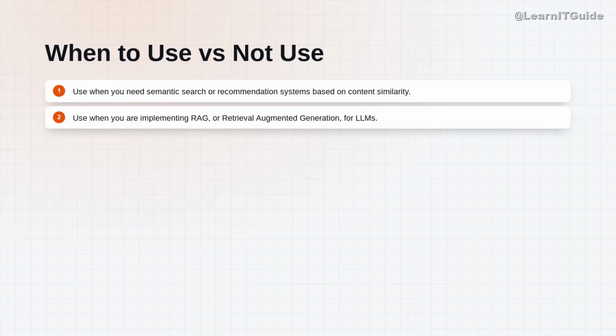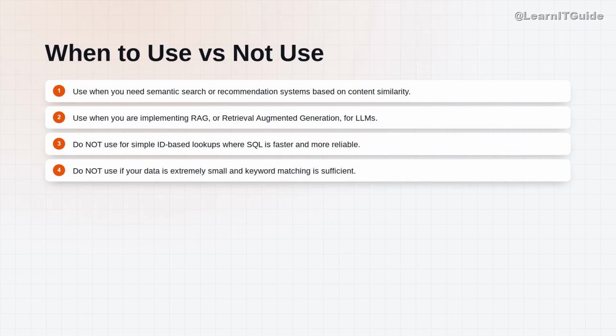So when should you use this? Use a vector database when you need semantic search or recommendation systems based on content similarity. It is also the gold standard for RAG pipelines. However, do not use it for simple ID-based lookups where a standard SQL database is much faster. Also, if your dataset is tiny, do not add the complexity of a vector store. Keep it simple. Use these criteria to decide if this tool is right for your situation.